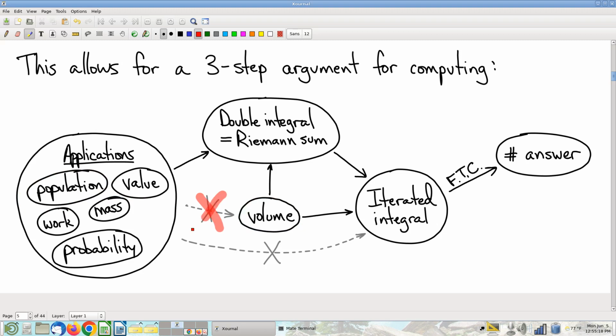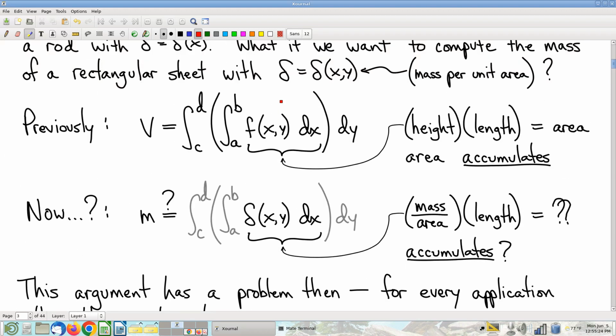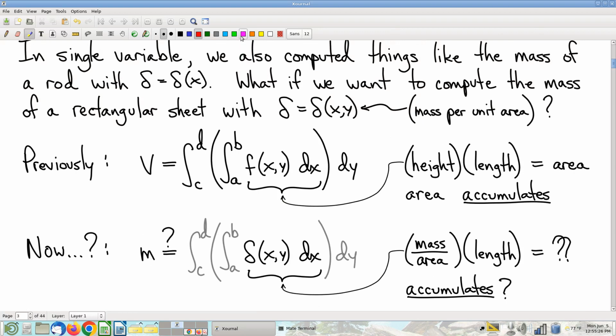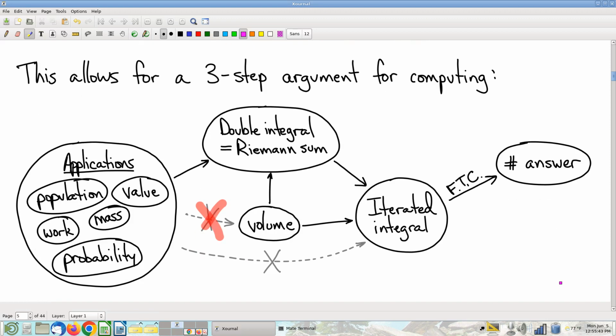And as we've already seen, some pages back, let me hit that real quick here. What we saw is that if you want to compute mass, for example, you can't just immediately write that as an iterated integral either. Doesn't make any sense. Mass per unit area times length, not a thing, right? So you can't do this either. This idea of just immediately writing down answers to applications as iterated integrals, there's not an argument there. So we really have to have this three-step process.